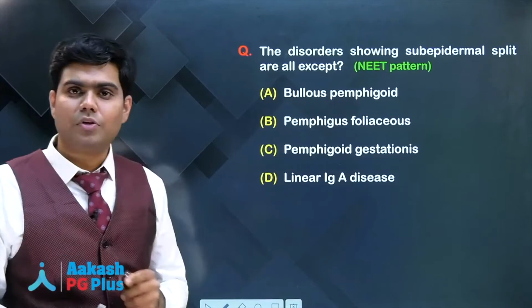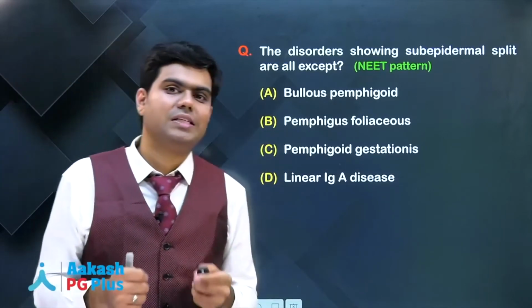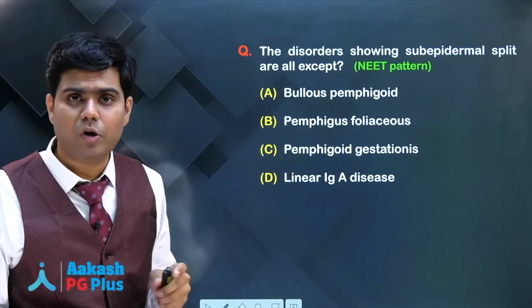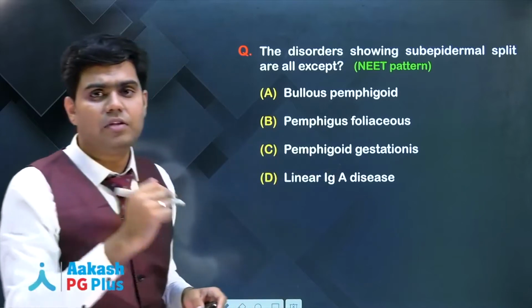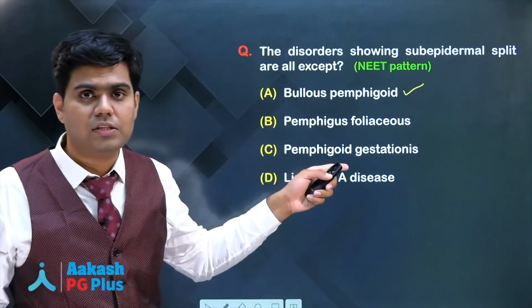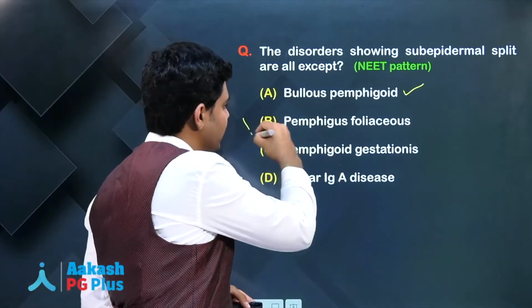So here comes the question. Disorders showing subepidermal split are all except. Come on, think. So let's see one by one. Is it bullous pemphigoid? Can we see subepidermal split in bullous pemphigoid? Yes, we can. Pemphigus foliaceus, do we see subepidermal split? No. We see intraepidermal split.